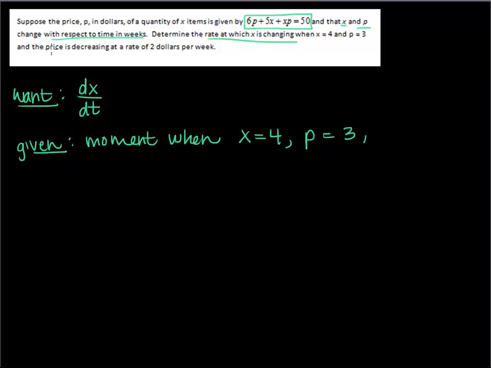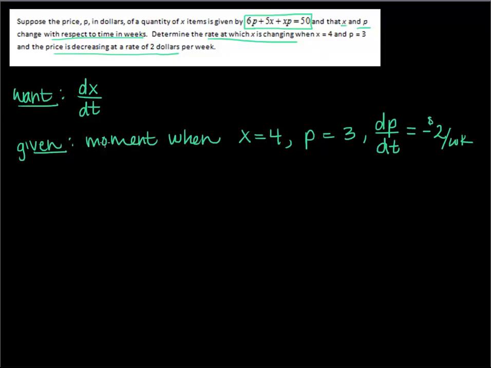And look at what this says. The price is decreasing at a rate of $2 per week. So the rate means my price is changing with respect to time. Anytime you see a rate, that means you're using a derivative. Negative $2 per week. Okay? So we want dx/dt.